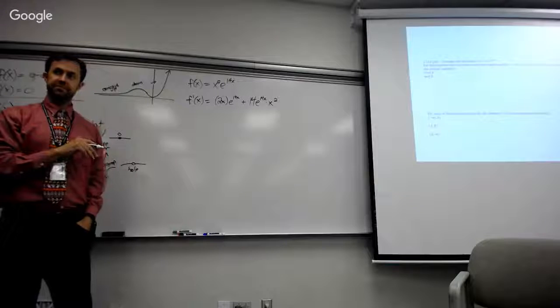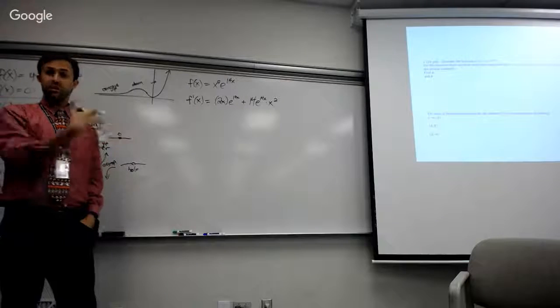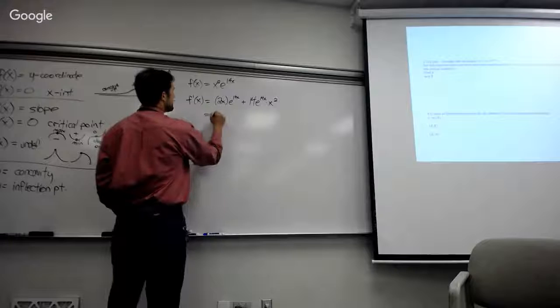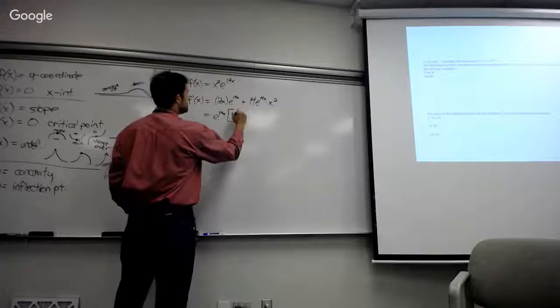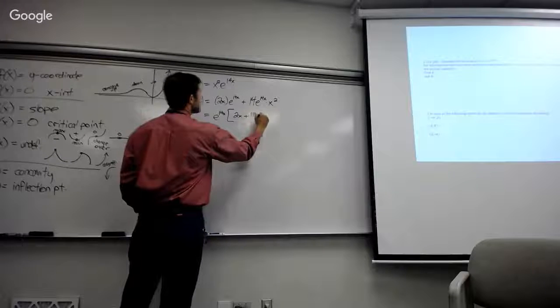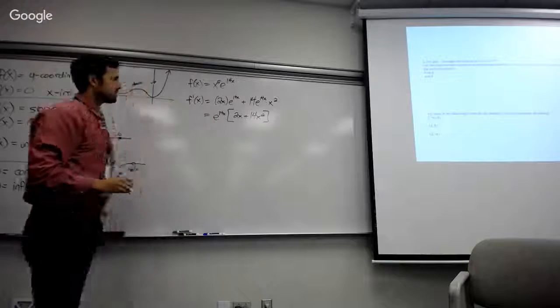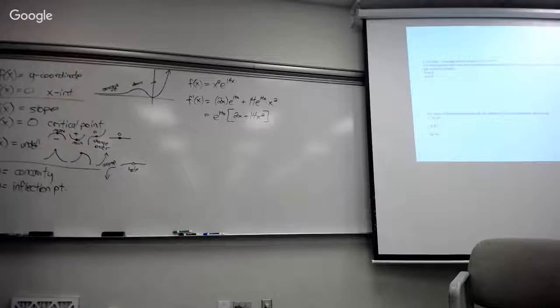Yeah, you pull out the e to the x term. So I'm going to pull out e to the 14x up front, leaving behind 2x plus 14x squared. How does everyone feel about that part so far?